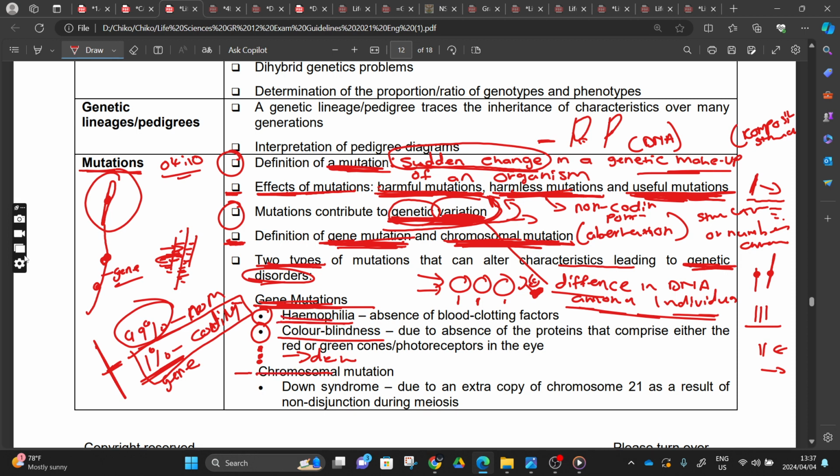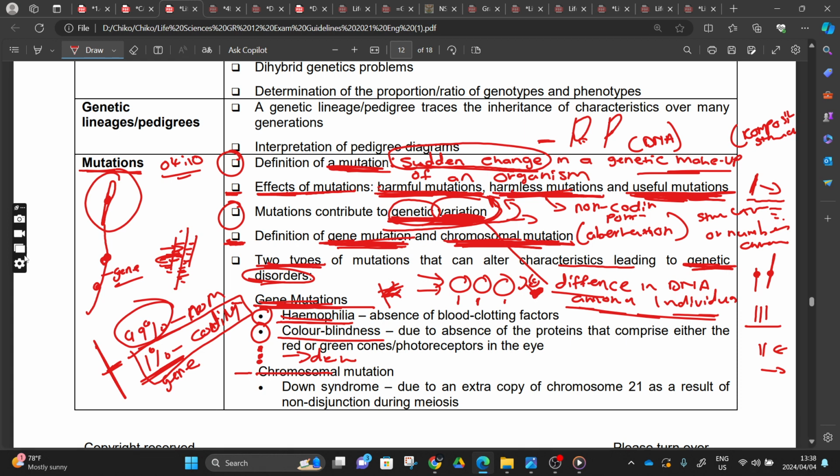What is hemophilia? We've learned this. Hemophilia is an absence of clotting factors. A person who is hemophilic, when we cut that person, he's going to release more blood. We did this, right? He's going to release blood, and since the clotting factor is not there, their wounds are not going to clot.